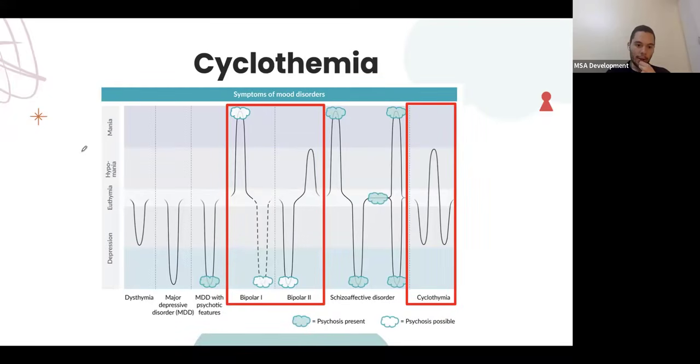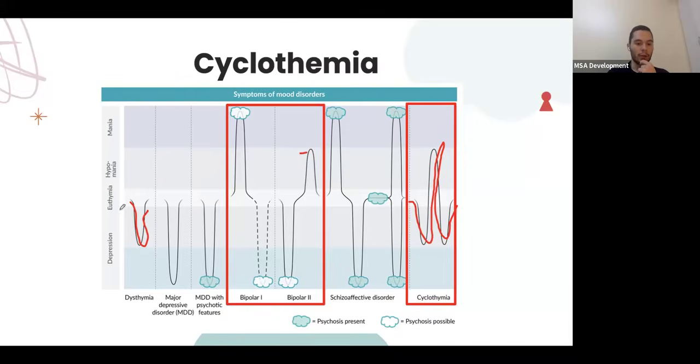But you can see, for example, dysthymia, you only have minor depression, okay? This is dysthymia. And then for cyclothymia, you have minor depression and hypomania. Like for bipolar 1 and bipolar 2, you can see here bipolar 1, you have mania and depression, and there's a possibility of psychosis. While bipolar 2, it's only depression and hypomania.